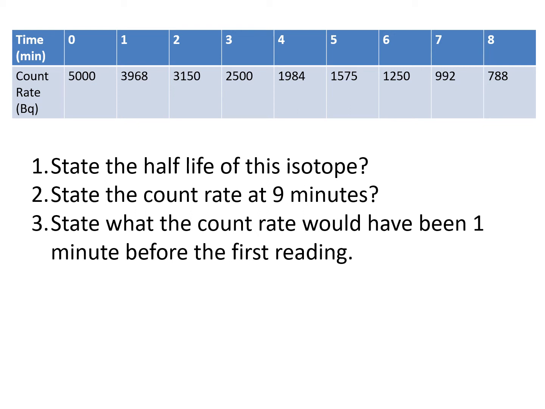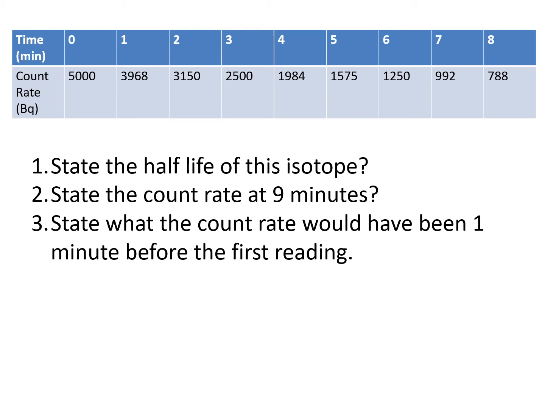State the count rate at 9 minutes. All right, well, it took 3 minutes, so we're going to have to go backwards by 3 minutes. So add to your table minute number 9, and we're going to go backwards. So 9, 8 is 1 minute, 7 is 2 minutes, 6 is 3 minutes. So all we need to do to find the count rate at 9 is take 1250 and divide it by 2. And that will give us an answer of 625.